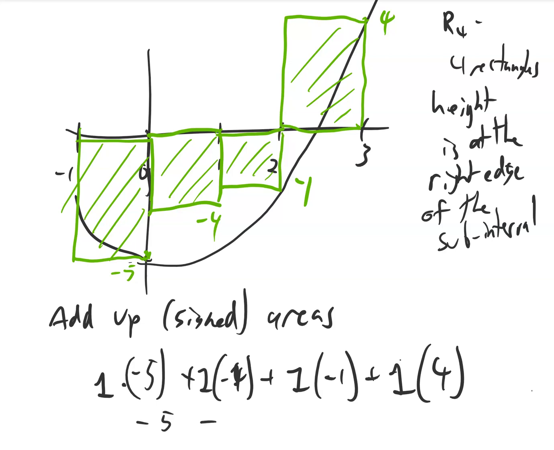So that's -5 minus 4 minus 1 plus 4, which is -6.